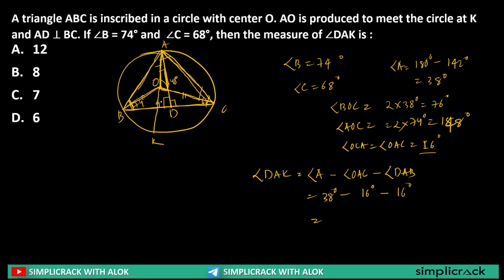See, this is 90 degree, this is 74 degree, so this angle is 16 degree. I think you are clear about this. Okay, so now if I take out, the remaining will be 16, 16, 32, so 38 minus 32 is equal to 6 degree. So answer is 6 degree. I hope you are getting this. See, the whole thing is understanding how this whole DAK is coming into the picture. This is the very finest question you will see.